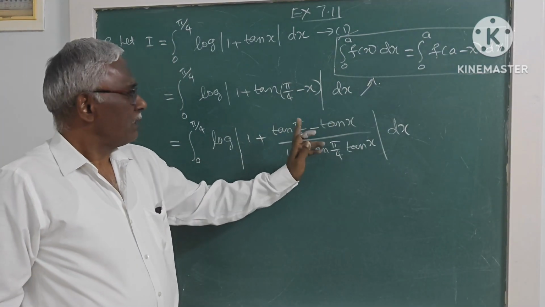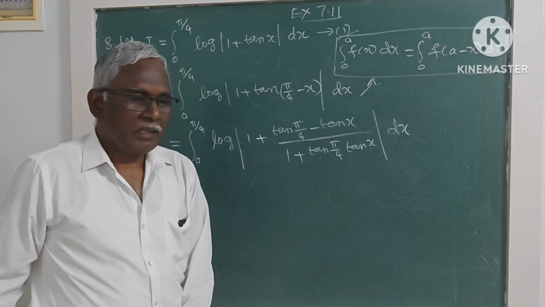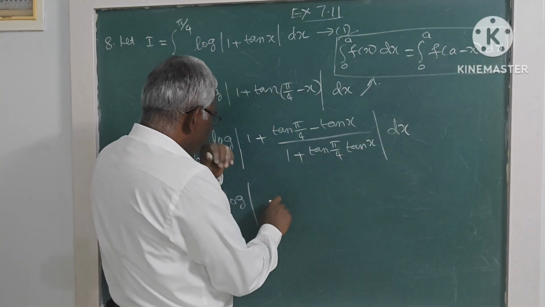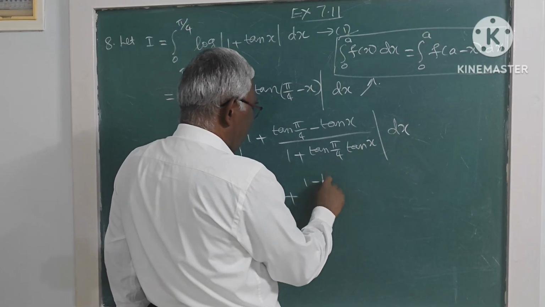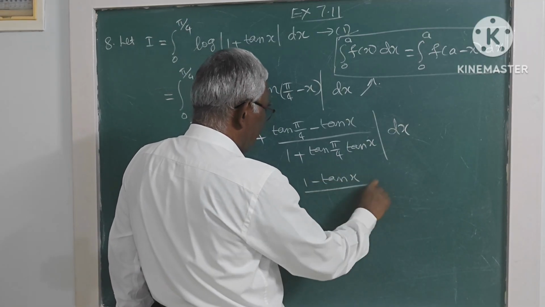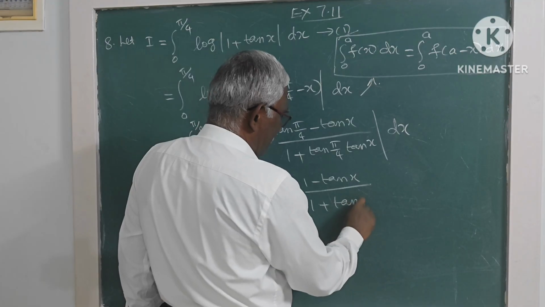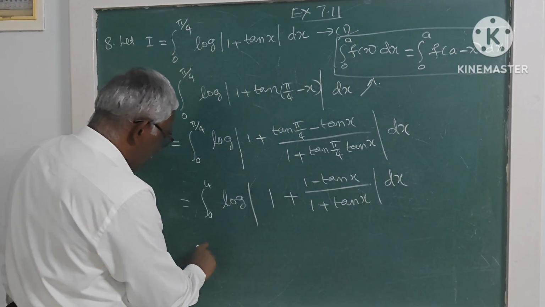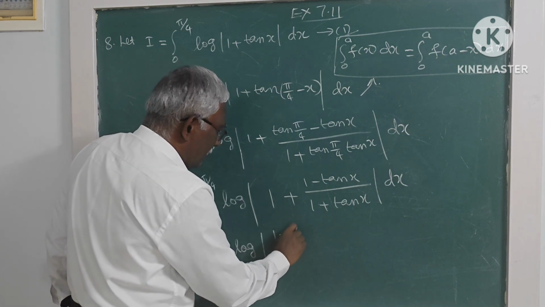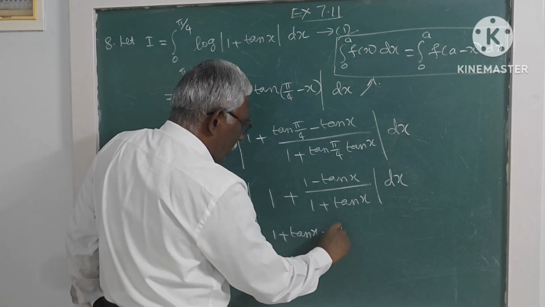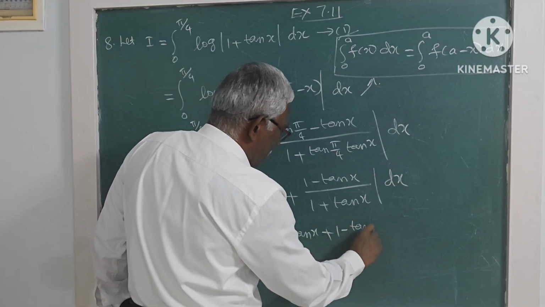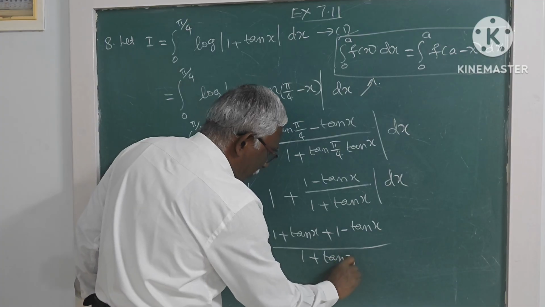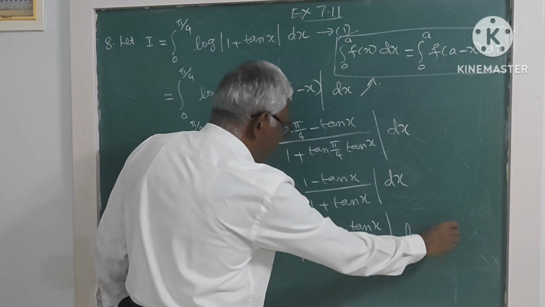Tan of a minus b is tan a minus tan b by 1 plus tan a tan b. Tan 45 is 1. So this we can write as 1 plus (1 minus tan x) by (1 plus tan x), dx. Now we will take the LCM. (1 plus tan x plus 1 minus tan x) by (1 plus tan x), dx.